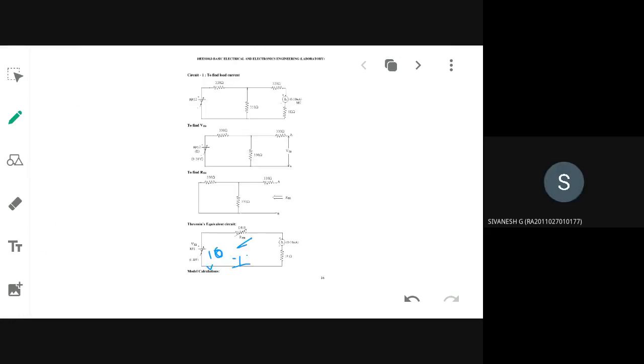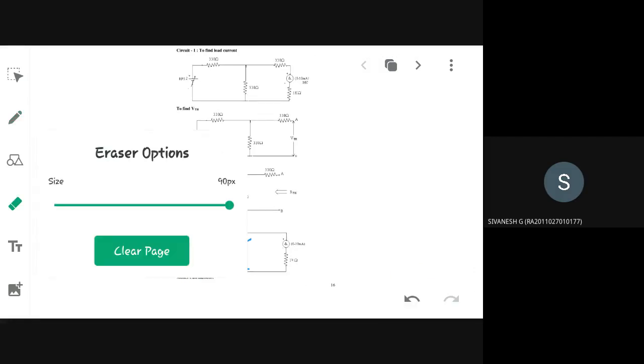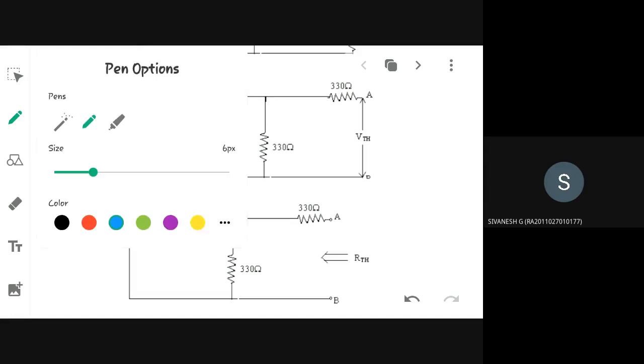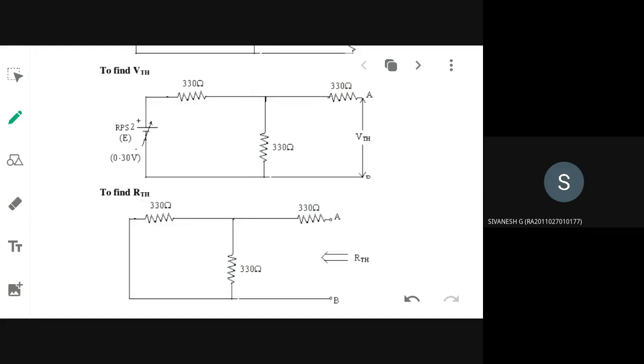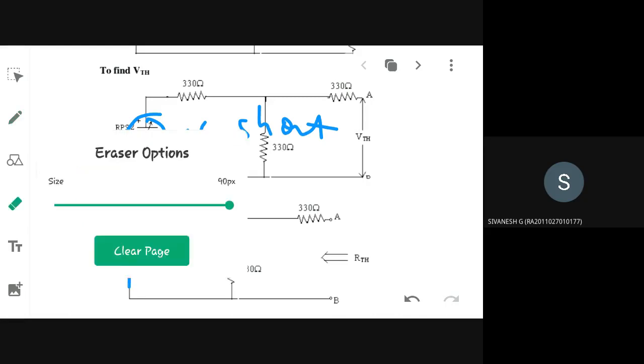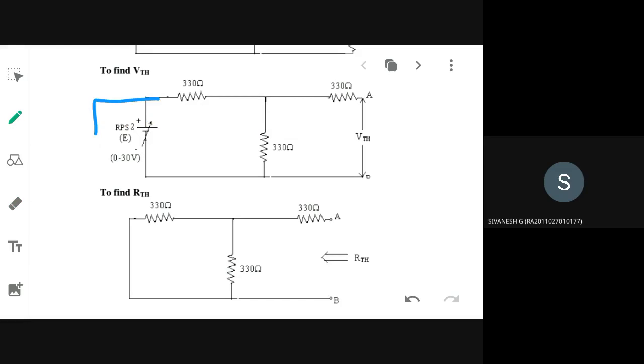Once again, repeat RThevenin value, how to find that? RThevenin, suppose if in the circuit you are having sources, here you are having a voltage source. Voltage source means you will short it. That is why this is shorted like this. Suppose if you are having a current source here instead of a voltage source, then you have to open it. Understood?